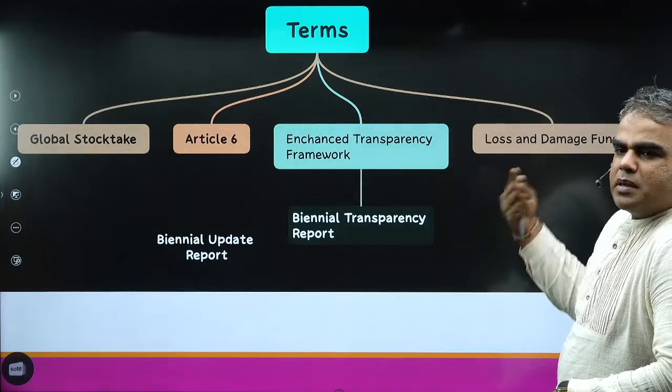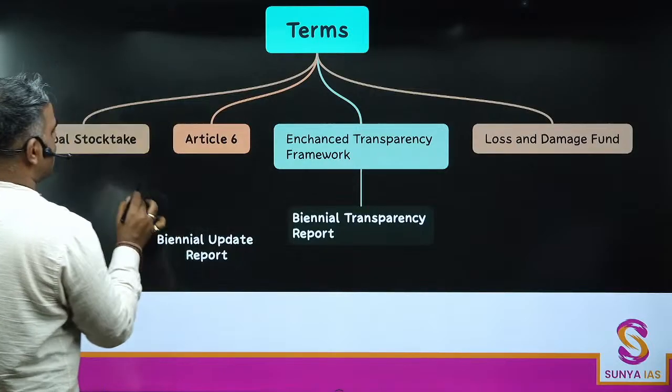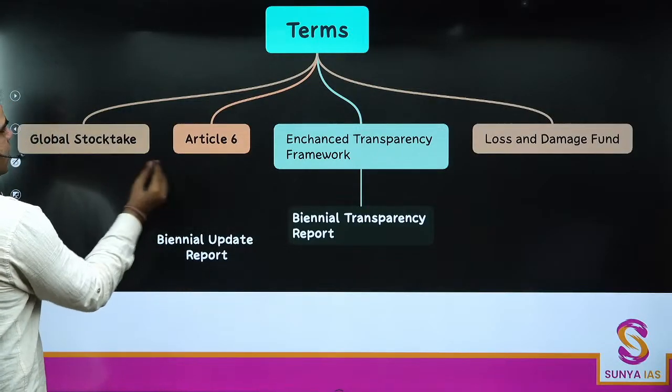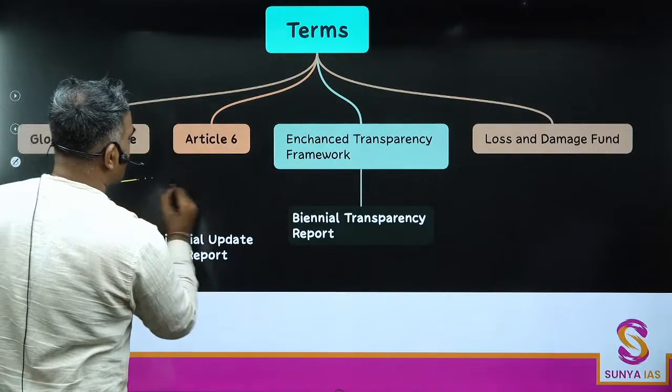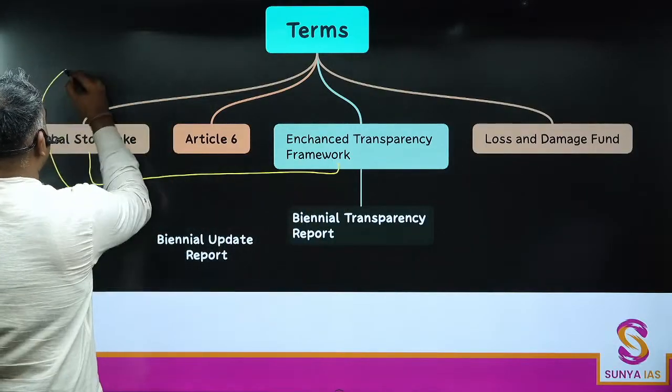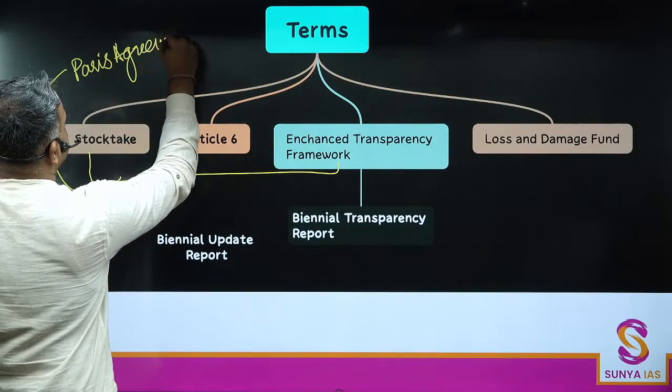Now, there have been some terms again and again in the news because of these contexts. Many of us know, but just a quick revision: Global Stocktake, Article 6, Enhanced Transparency Framework. First, please remember, all these three terms are related to the Paris Agreement.